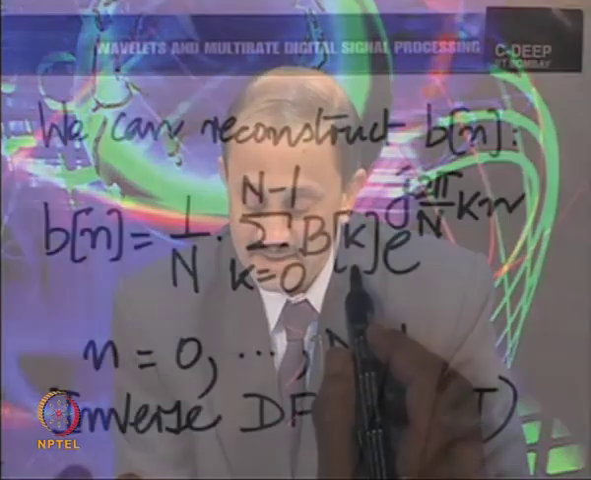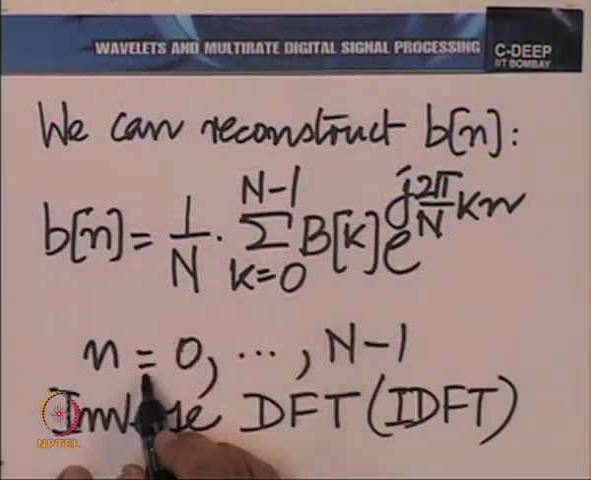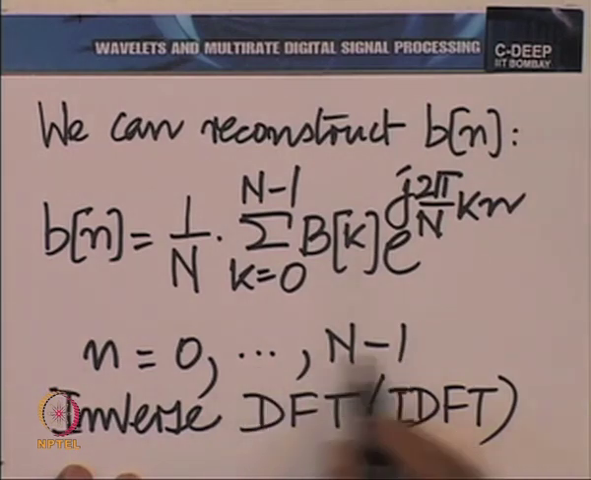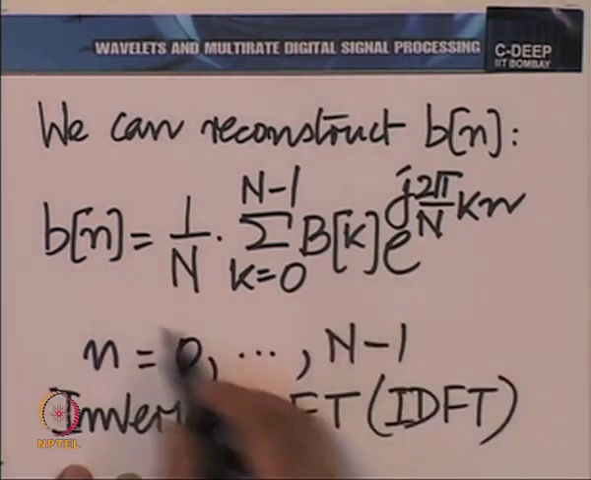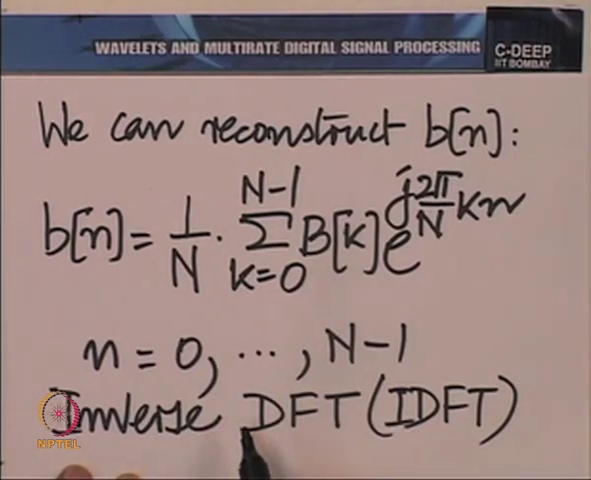Now, we can exploit this. What is to be noted here is that although we have talked about a limited sequence, actually you can periodically extend that sequence in capital N. So, b[n] is reconstructed from B[k] here, seemingly only at n equal to 0 to N minus 1, but even if you apply the same expression for all integer n, you get a periodically repeated sequence. Whatever is between 0 and N minus 1 is periodically repeated in every interval of N, successively and before.